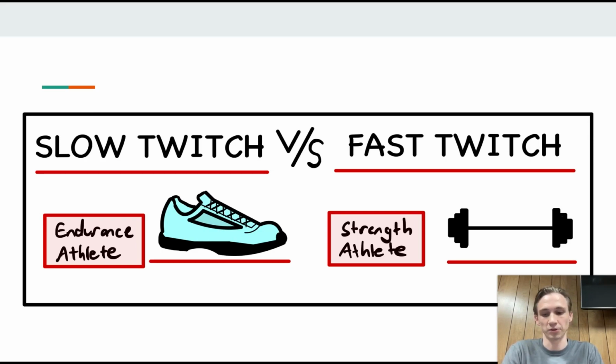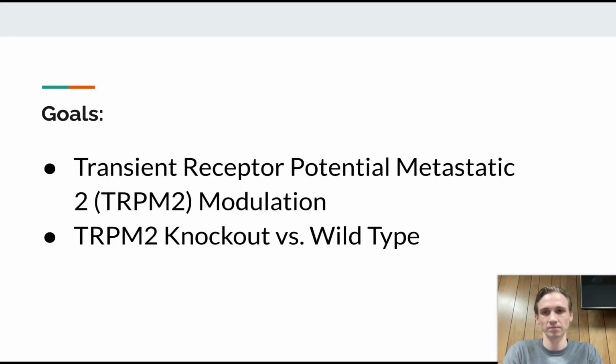The presence of type 2 is evidenced by lactate in the body, which was measured in this study to find how much type 2 was present. We have two different sets of mice being studied in this test: those with TRPM2 channels removed, titled TRPM2 knockout, and the wild type, which was left with the TRPM2 channels intact.